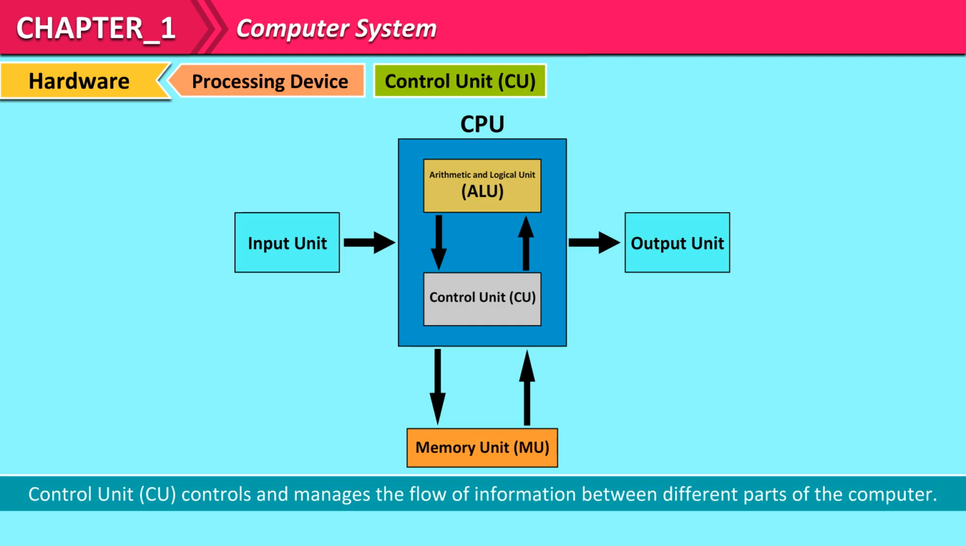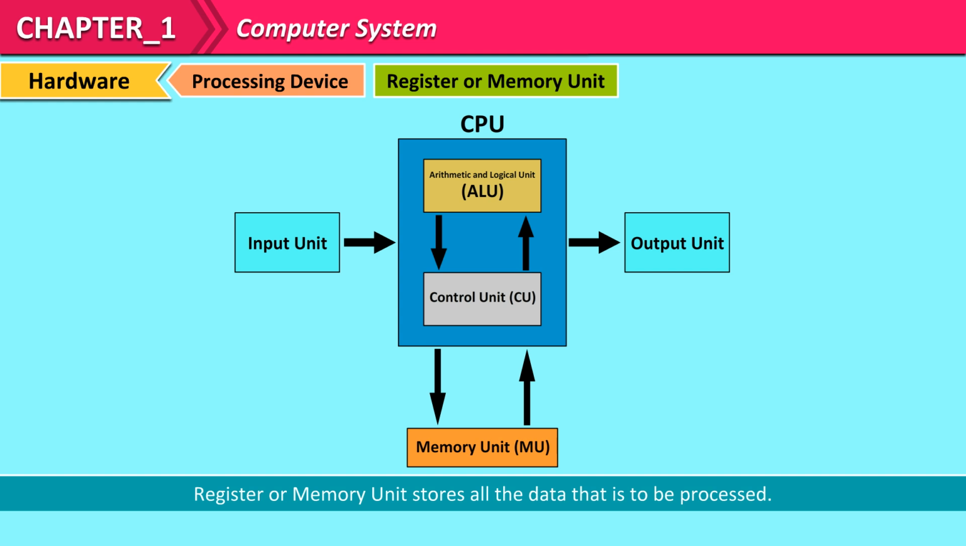Control Unit, CU. Control Unit, CU, controls and manages the flow of information between different parts of the computer. Register or Memory Unit. Register or Memory Unit stores all the data that is to be processed. It helps the ALU to easily access or obtain all the data it needs to perform calculations.